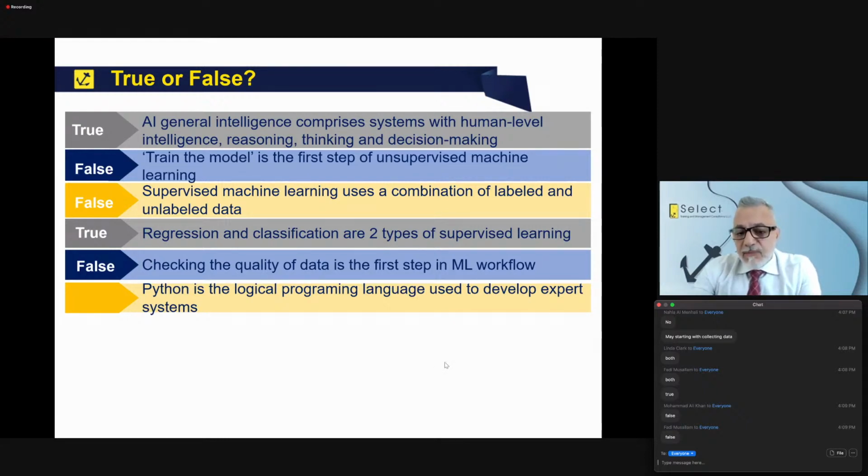Python is the logical programming language used to develop expert systems. What do you think? Is it correct? False. Nahla, you said false. How about the others? Nahla, why did you say false about Python? It's not a logical programming language. We all heard about Python. We use it in machine learning. So is there any other syntax used?